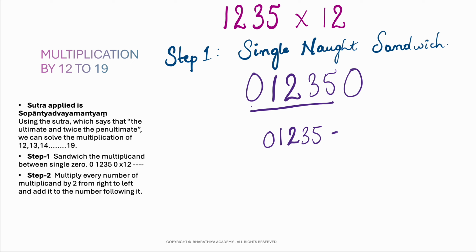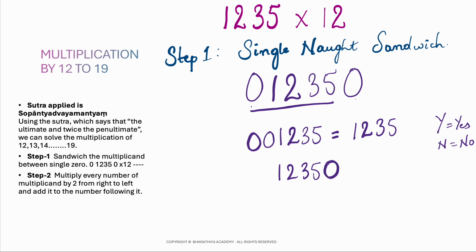So tell me if this is equal to 1235 or not. Yes or no? Please type in the chat box Y if it is yes and N if it is no. So 01235 is nothing but 1235. If I put another 0 also, it is still 1235 only, right? But here there is a 0 here. When I put 0 here, this is not equal to 1235.